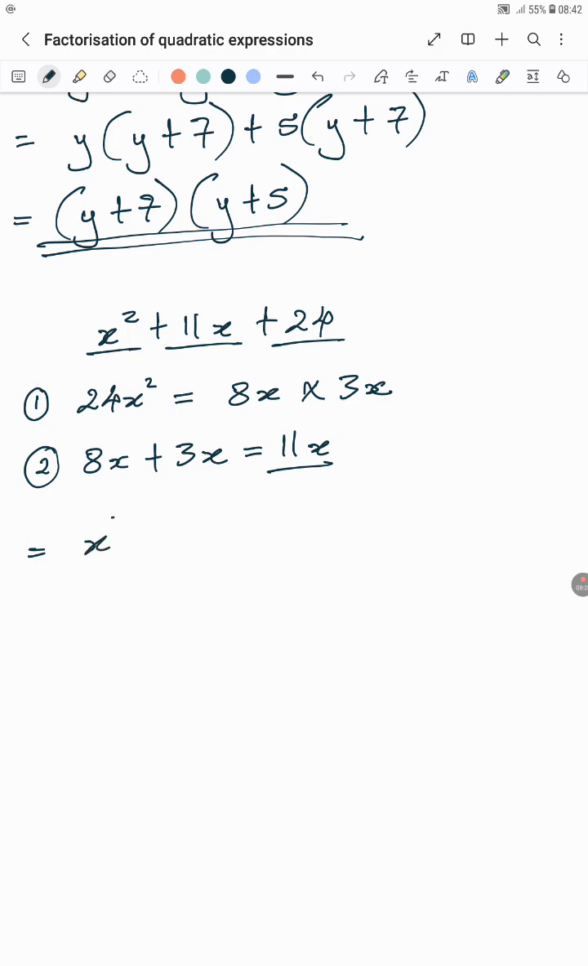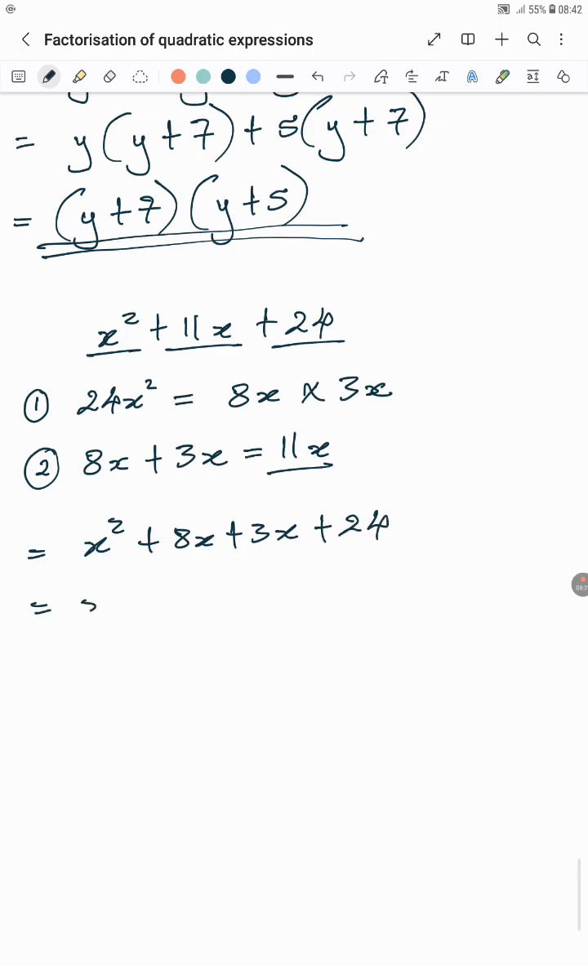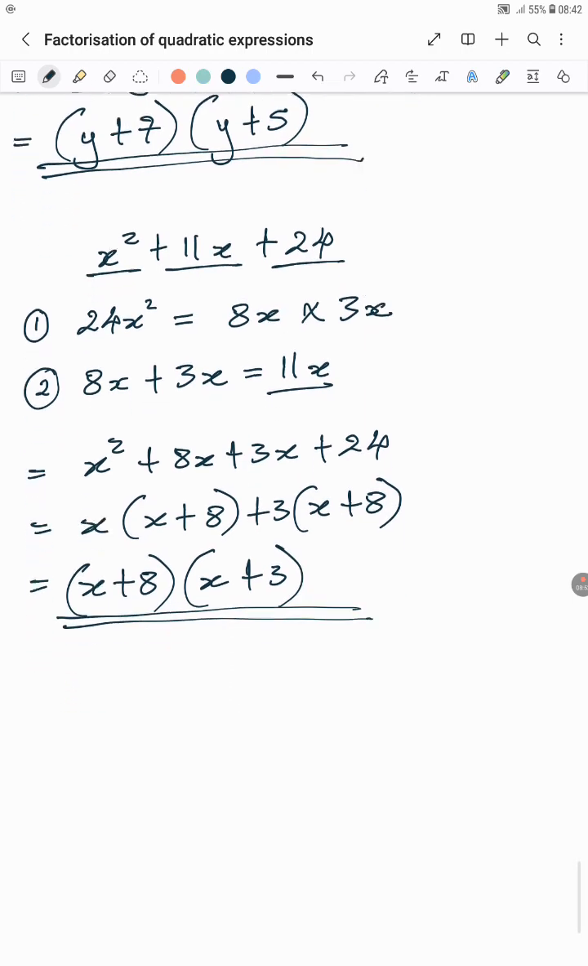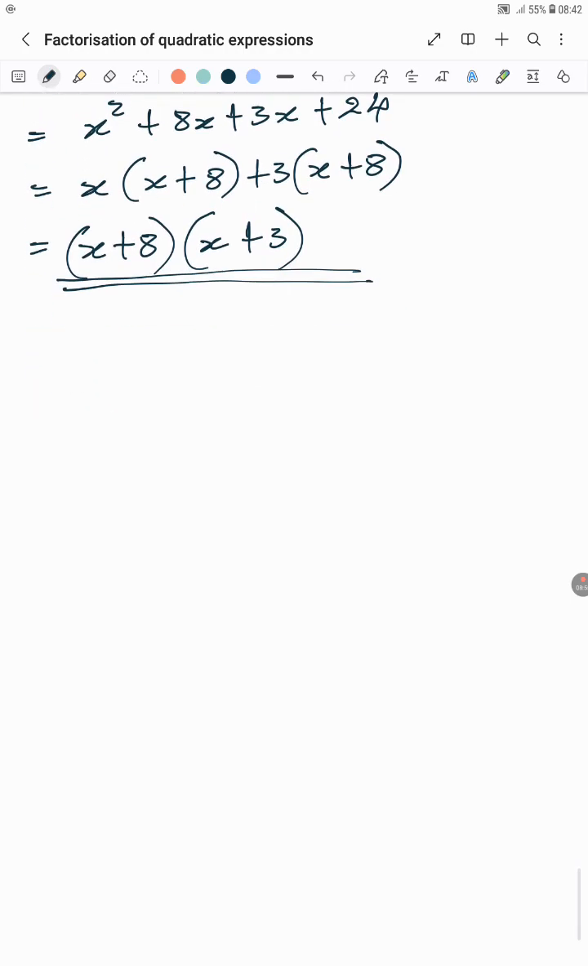the middle term by those two factors, which is 8x plus 3x plus 24, and you factorize. You take out x here, and you're going to have x times x plus 8, and here if you take out 3, you're going to have x plus 8 inside the bracket. Your first bracket is going to be the terms inside the brackets, and your second bracket is going to be the terms outside the brackets, and here you will be done factorizing. Let's look at another example.